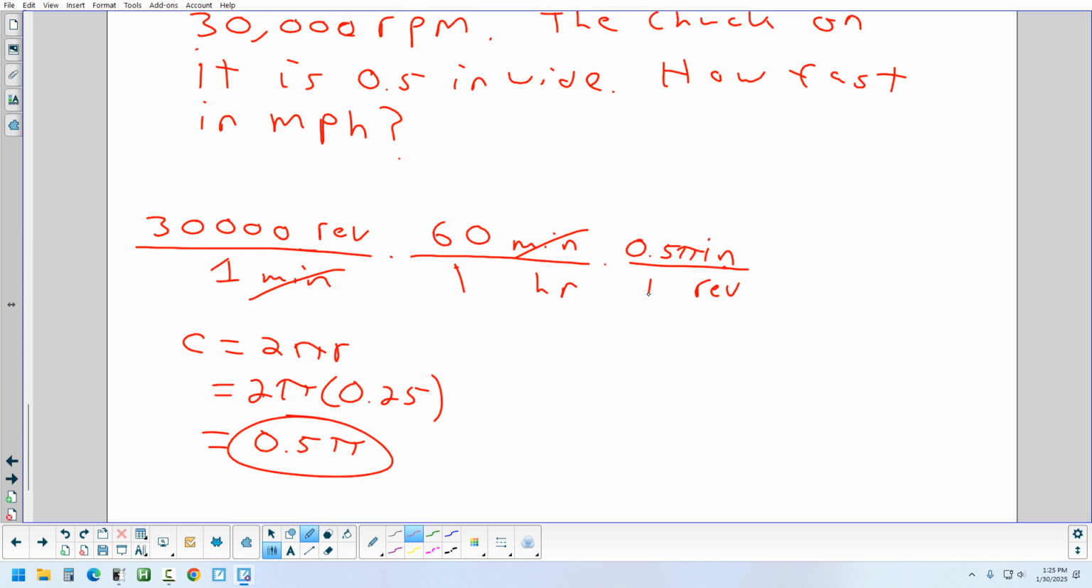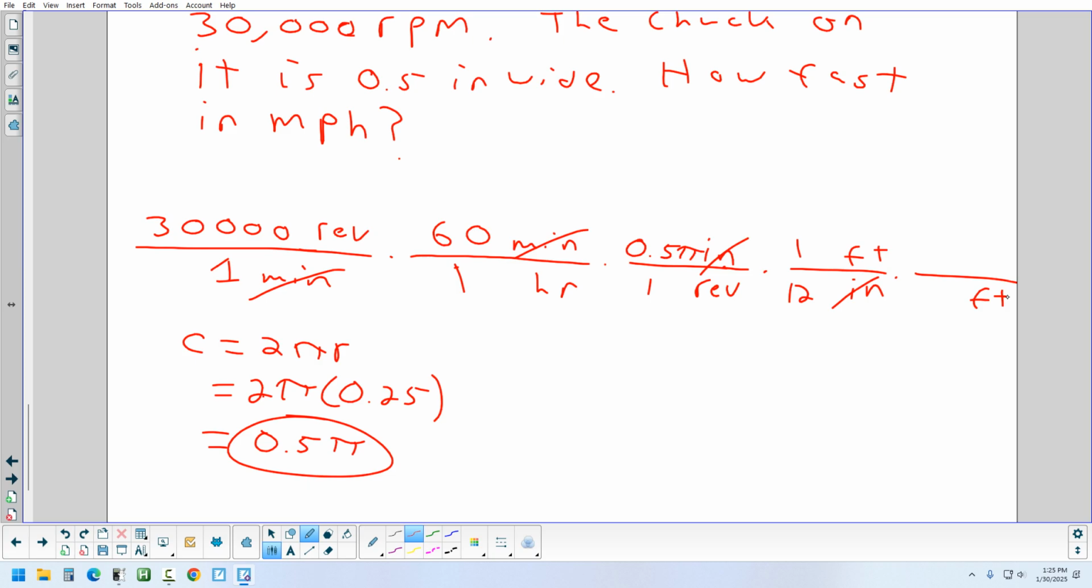Now I want to get that into miles. How do I get rid of inches? You're gonna put inches on the bottom. Feet on the top. Okay, how many inches in a foot? 12 to 1. Now I want to get rid of feet. Where's that going to go? Feet on the bottom.